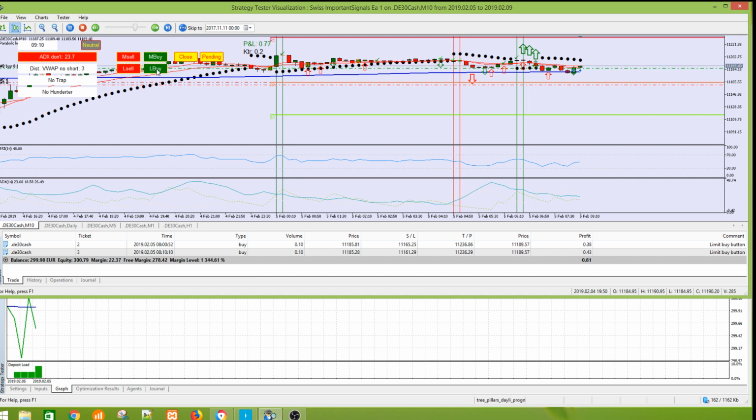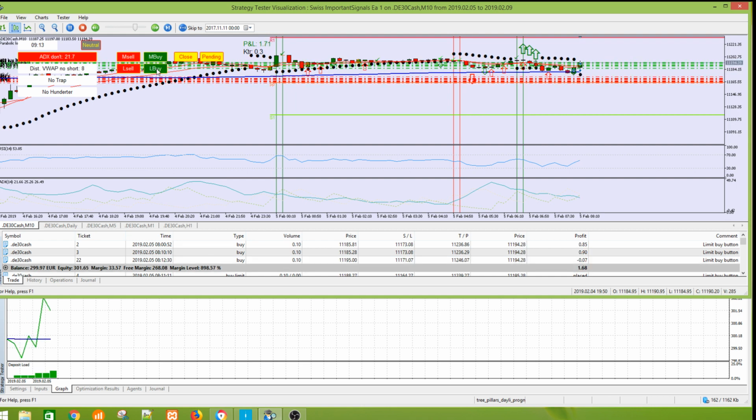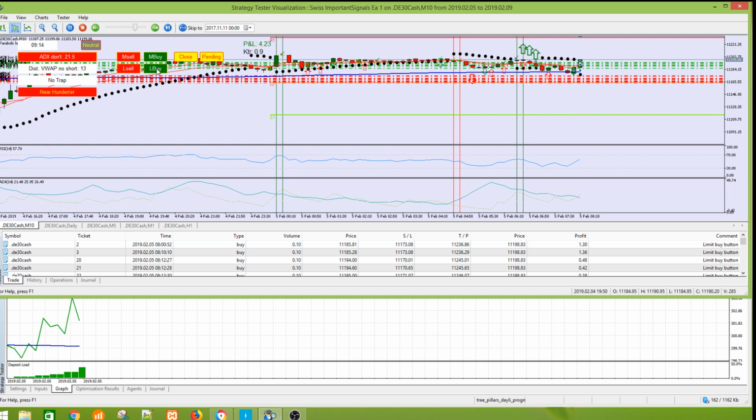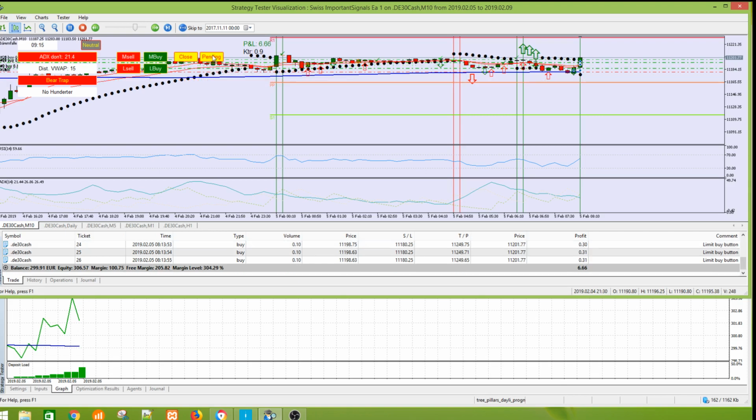So about another tenth of a contract, and it seems to rise. Now I suppose it will rise, and I put a lot of limits, and as soon as the price comes back, we buy. So, and now I delete the pending orders.